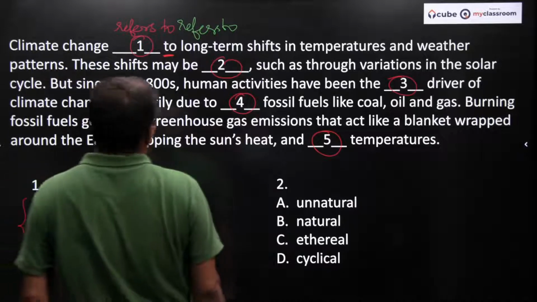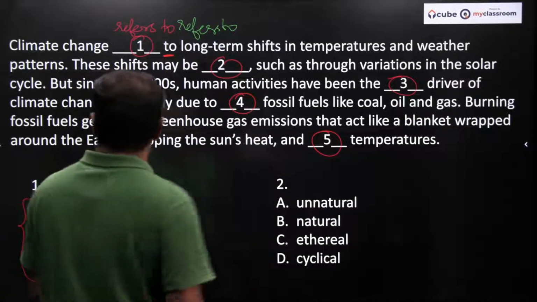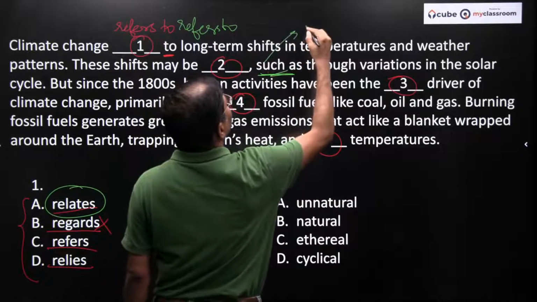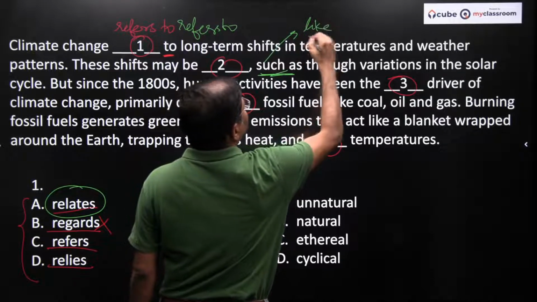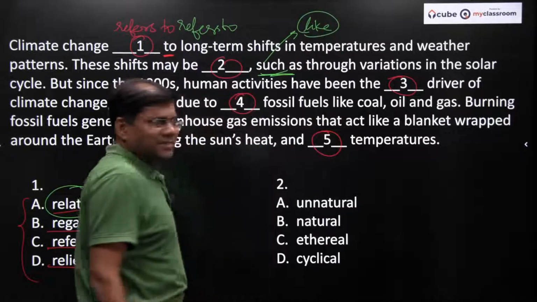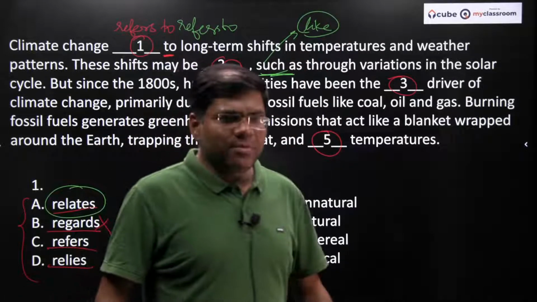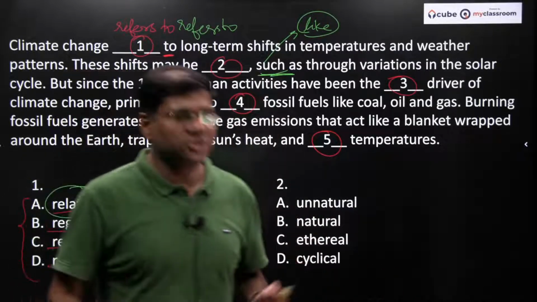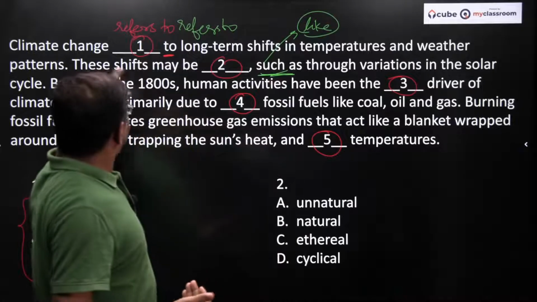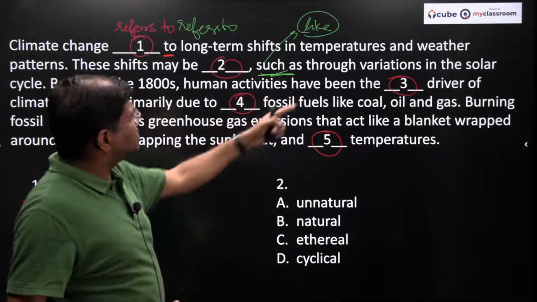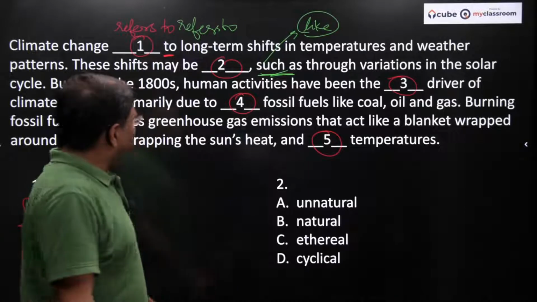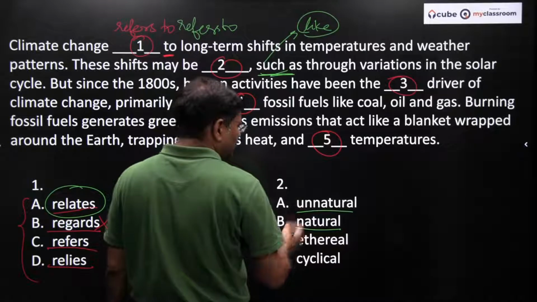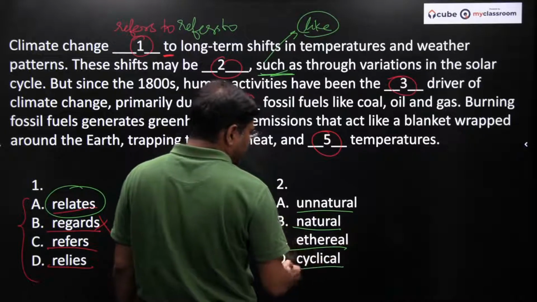These shifts may be dash, such as through variations in the solar cycle. So this such as is used to show like. The function of like is the same as function of such as. Such as is basically an example and like becomes some sort of similarity. So this is the basic difference between them. Most of us use them interchangeably. So it says here these shifts may be dash such as through variations in the solar cycle. Now these shifts may be natural, unnatural, ethereal or cyclical.